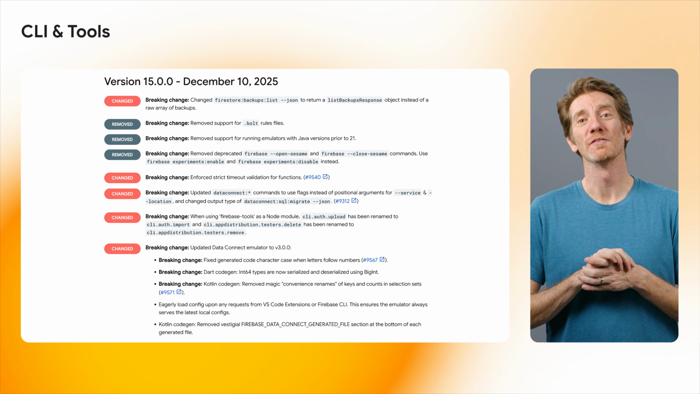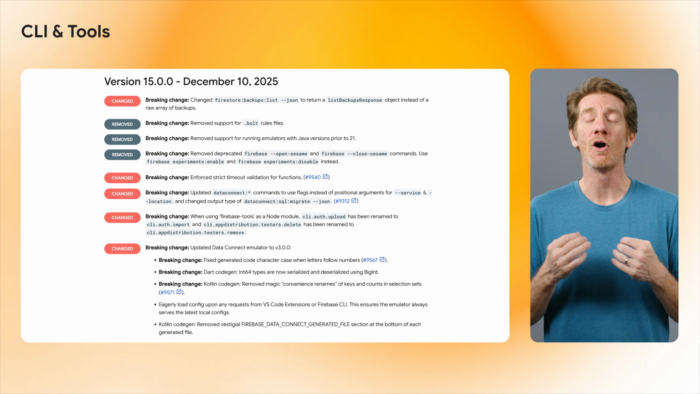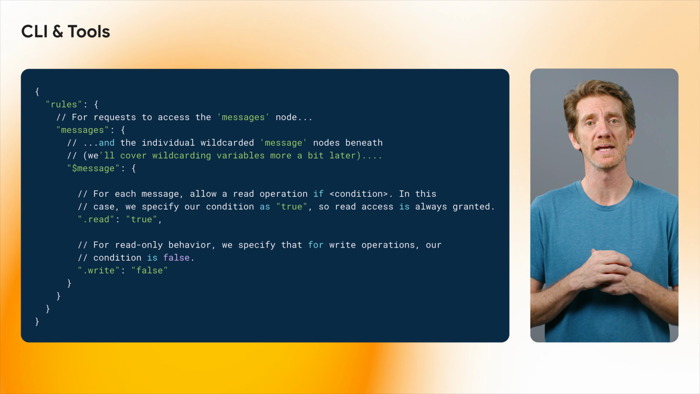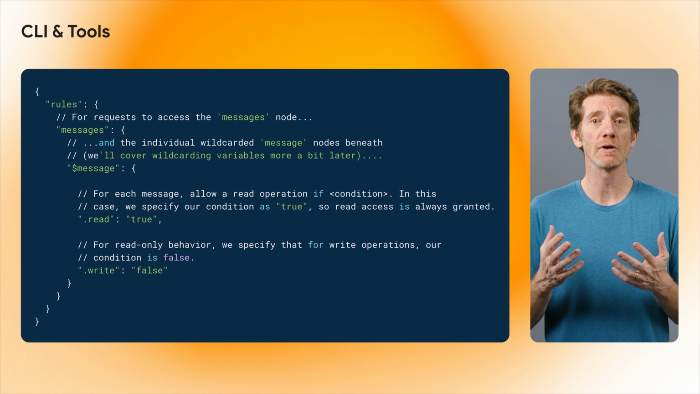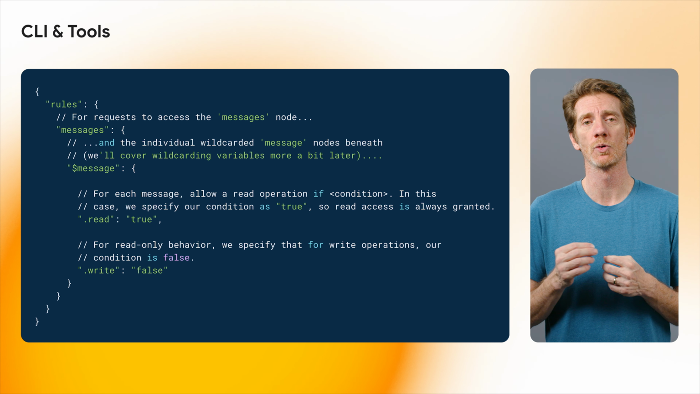On to tooling. The Firebase CLI has released version 15, and as the major version suggests, there are breaking changes. Most critically, we are officially removing support for .bolt rules files. Bolt was an experimental compiler for Firebase real-time database security rules, but it has been deprecated for some time. If your project still relies on .bolt files, the CLI will no longer deploy them. You must migrate to the standard JSON rules format for real-time databases immediately. We know migrations are never fun, but this ensures your security rules are using the latest, most supported standards.